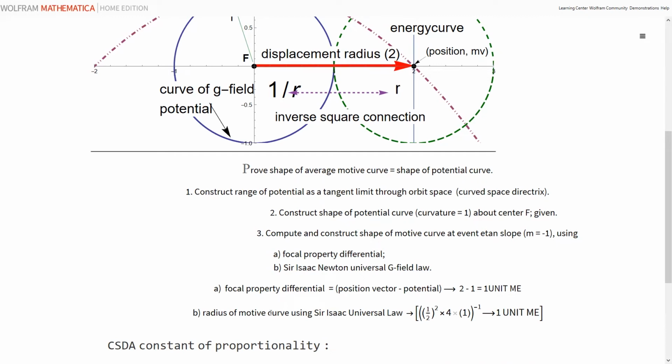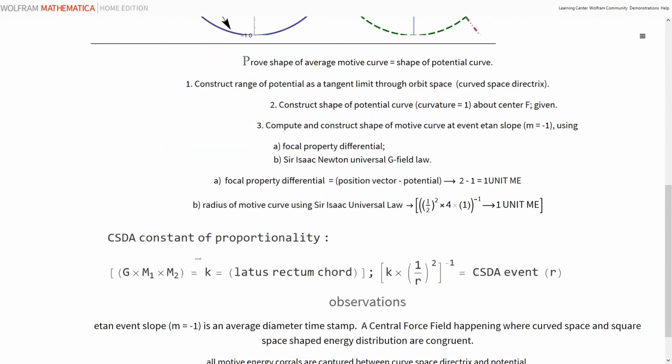Radius of the motive curve using Sir Isaac's universal law. Position vector was 2 units. Invert for curvature. Square it. Multiply it times the constant of proportionality, the latus rectum chord. And this is a curvature term. You need to invert it and it will return 1 unit mechanical energy.